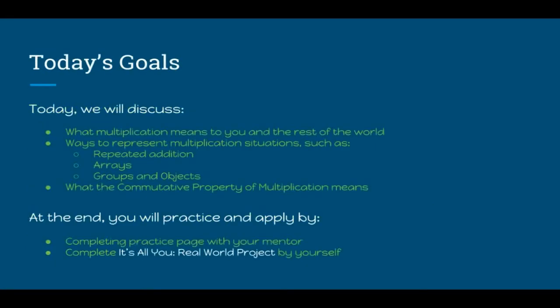Today, we have a few goals to get through. We're going to discuss three big things. The first thing we're going to discuss is what multiplication means to you and the rest of the world. Secondly, we're going to discuss ways to represent multiplication situations, such as repeated addition, arrays, groups, and objects. And last, we're going to talk about what the commutative property of multiplication is and what it means to you and in our world of multiplication.